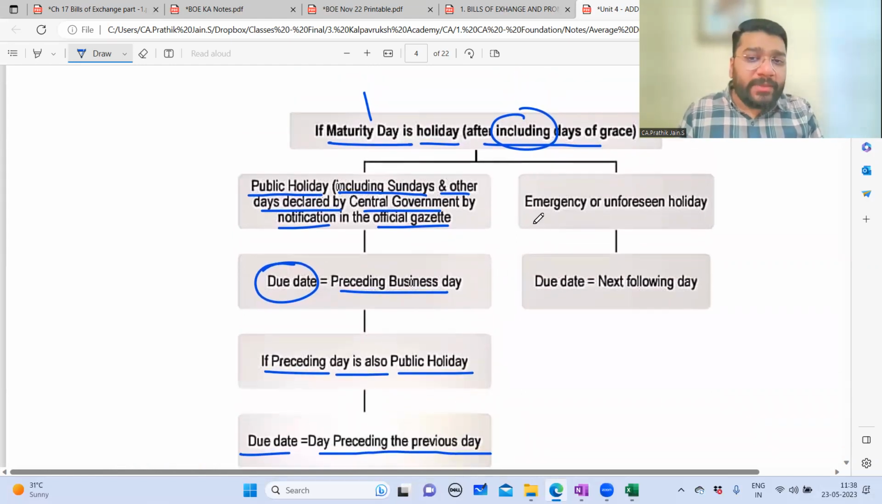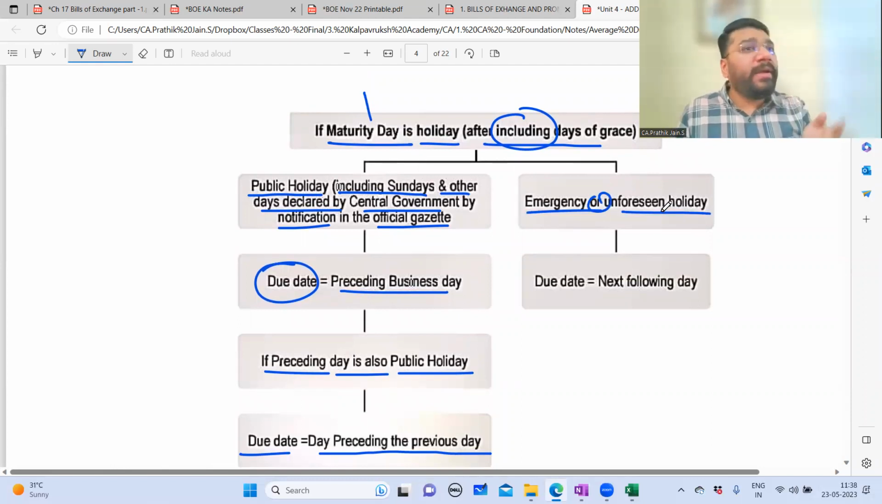Another type of holiday is basically an emergency or unforeseen holiday. Like we had COVID. Did they put in the official gazette that 1 year later you'll have COVID, so there will be a lockdown? Nobody knew. It just happened. Another example is Bandh. Yes, all of you have heard this word Bandh. So one day before or 2 days before you'll get to know that on this particular day there's a Bandh.